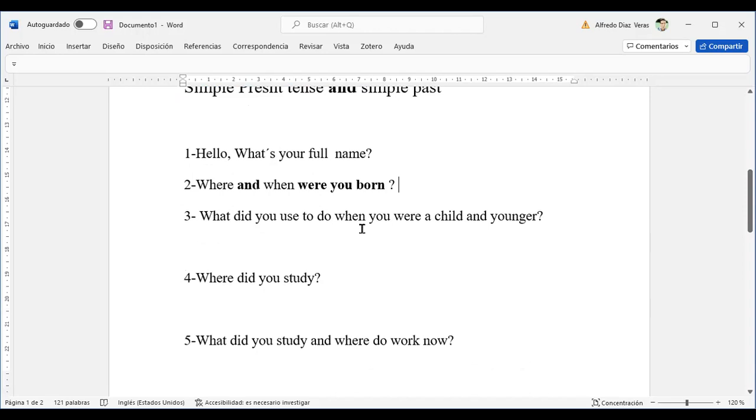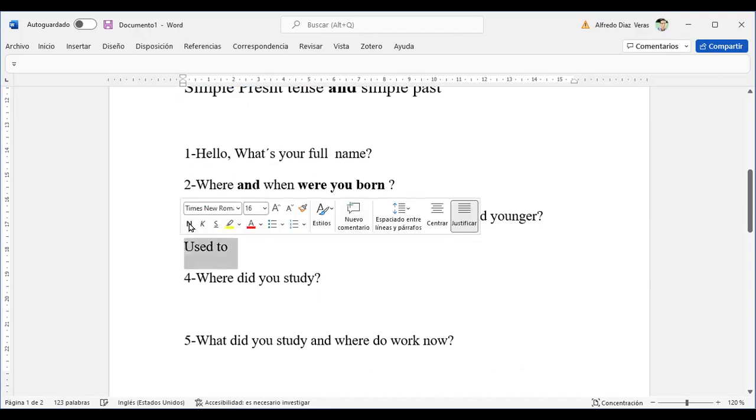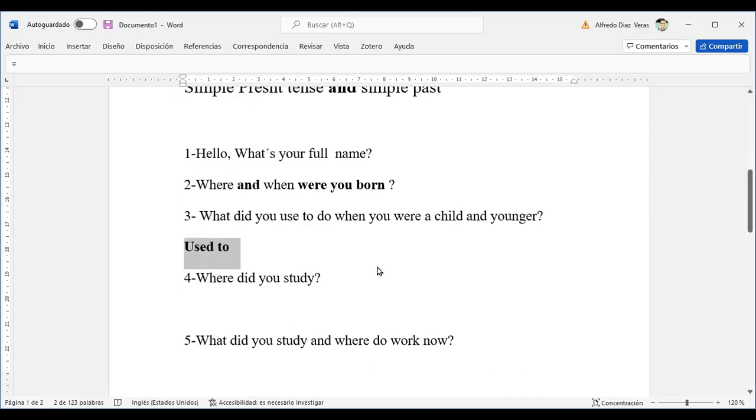What did you used to do when you were a child or younger? Used to, here we have used to. Do you know what is used to? Used to. Do you know that? What is that? This is simple past. Do you know how to use that phrase? How can you answer this question? I need a volunteer. Go ahead. Turn on your mic and go ahead.